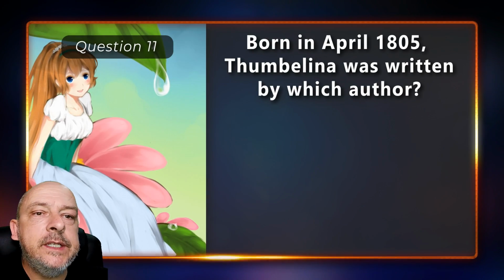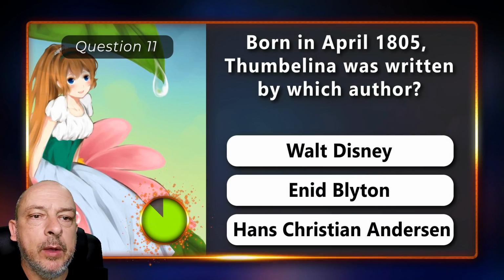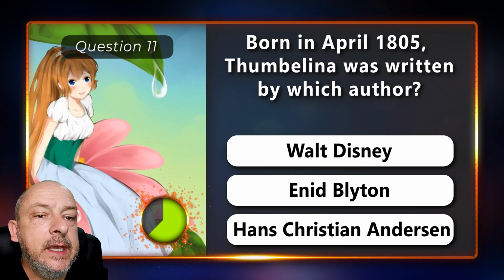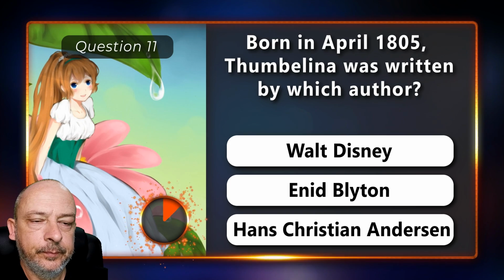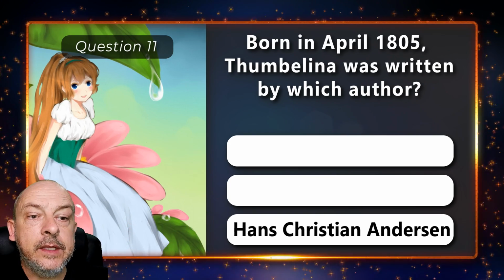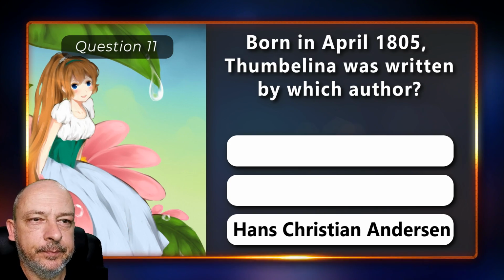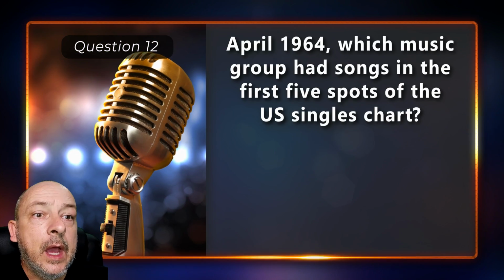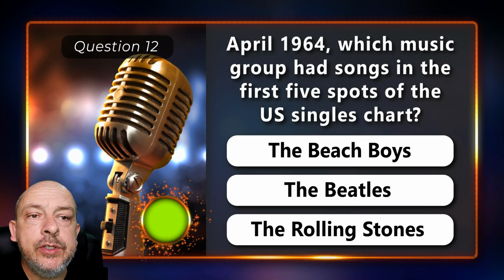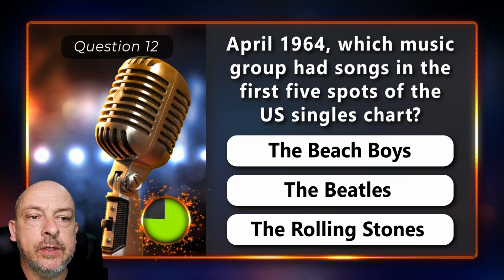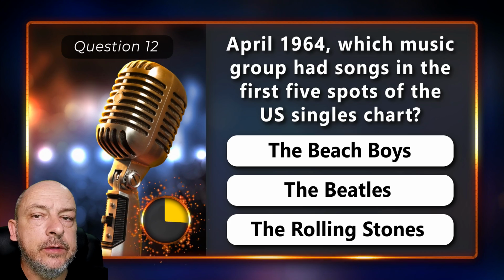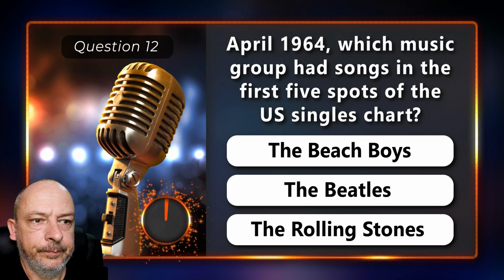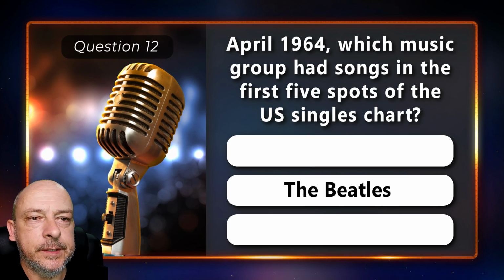Born in April 1805, Thumbelina was written by which author? Walt Disney, Enid Blyton or Hans Christian Andersen? Hans Christian Andersen. April 1964, which music group had songs in the first 5 spots of the US singles chart? The Beach Boys, the Beatles or the Rolling Stones? The Beatles.